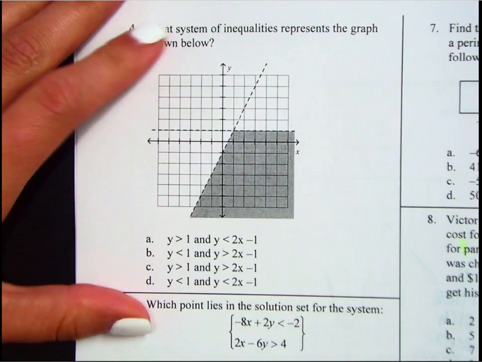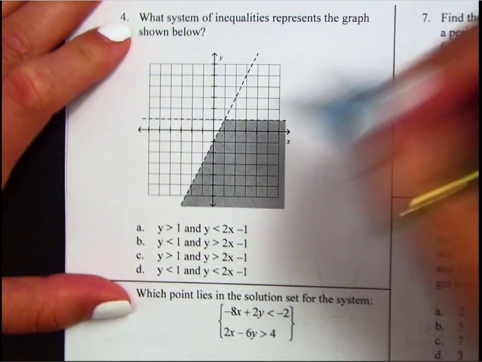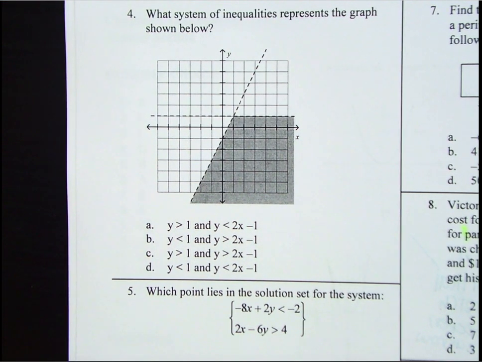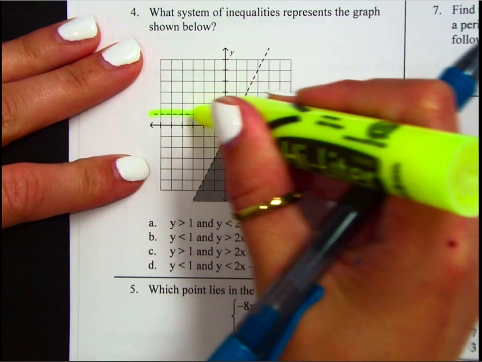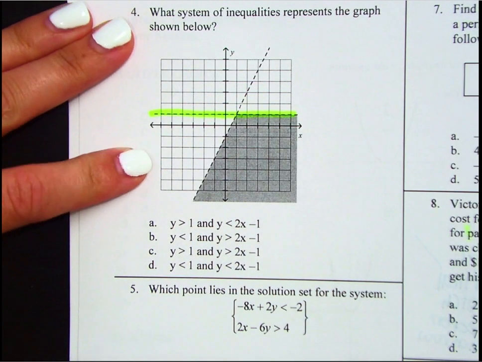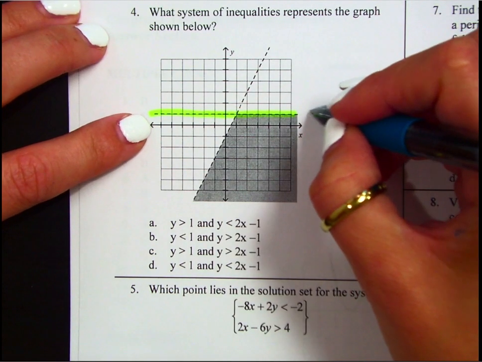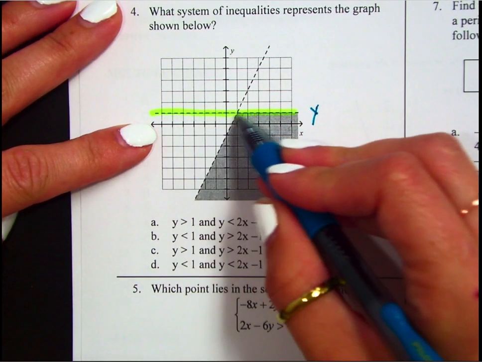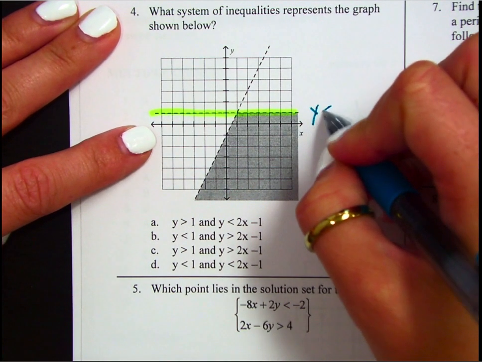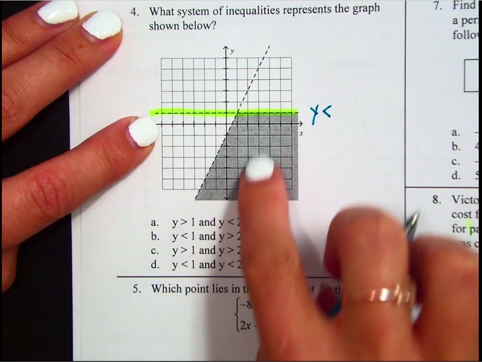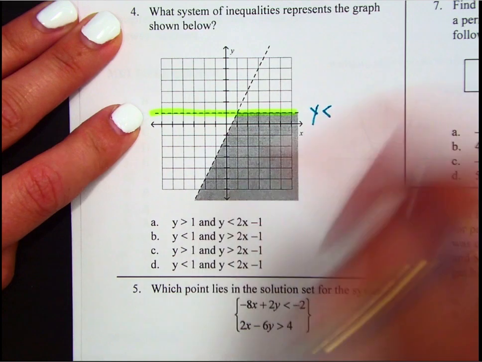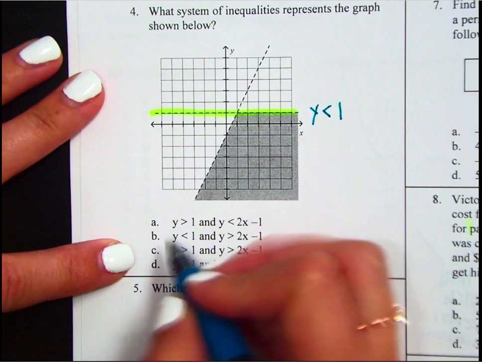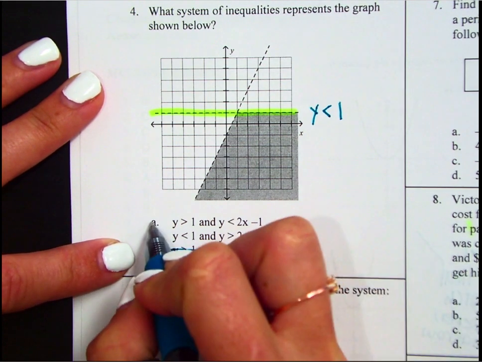For number 4, we're looking for the system of inequalities that represents this graph. So what we can look at first is this line. This horizontal line is y is equal to 1, but since it's shaded below and no solid line, it's a dashed line, meaning there's going to be no underline in the inequality. It's less than because my shading is happening below that line. So y is less than 1 is going to be the first inequality. So we can cross out greater than 1.